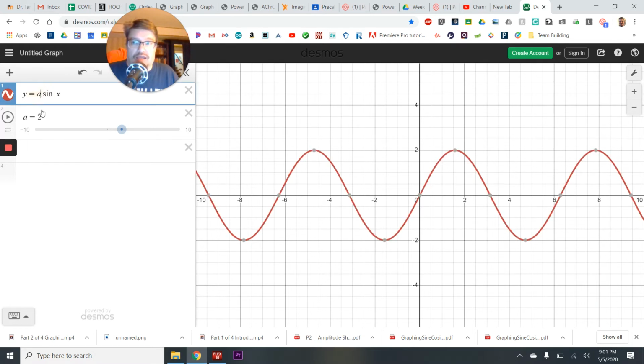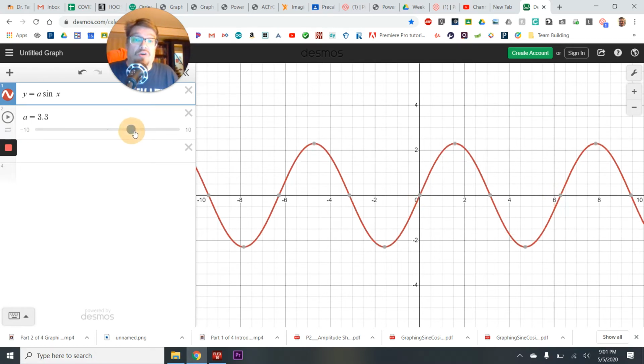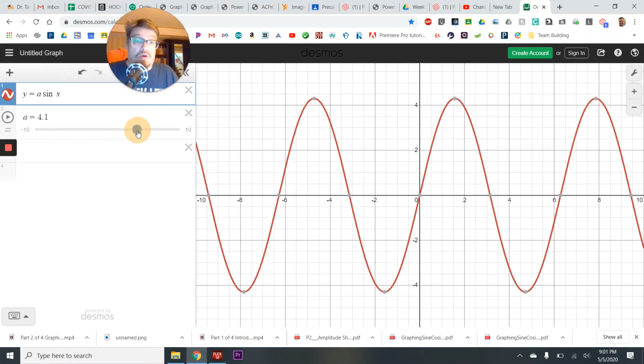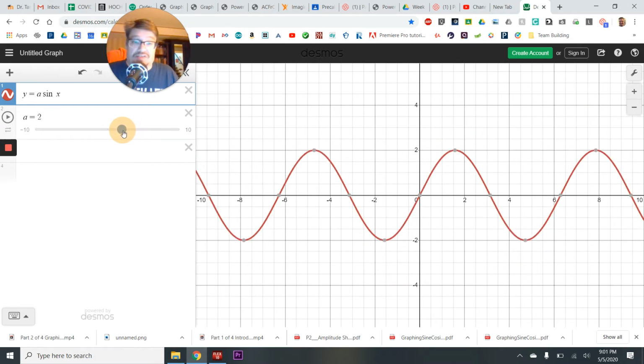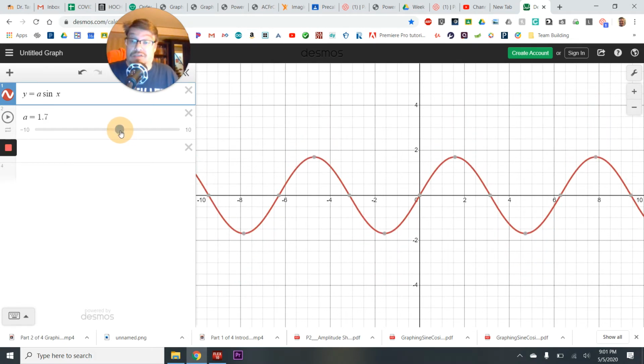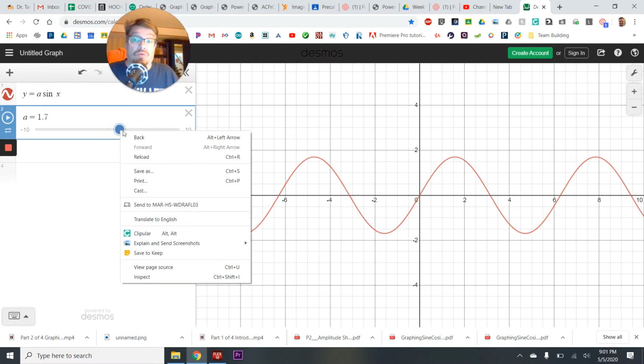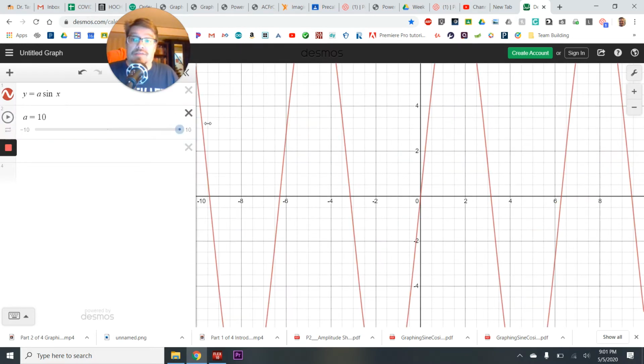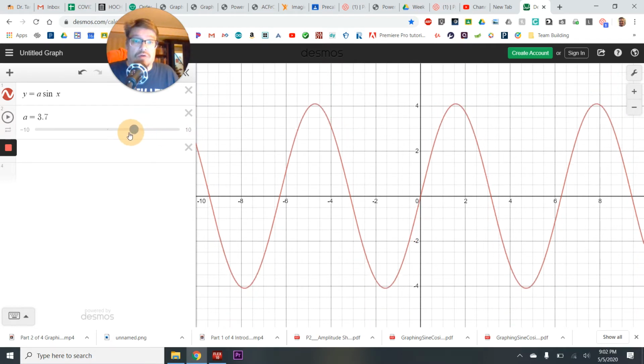So notice that with y equals 2 sine x, which is what we have here, a equals 2, the amplitude went 2 up here and 2 down here. But notice that these zeros stayed the same. It's basically an anchor, okay? The zeros stay planted. It's a root. That's kind of why we call them roots, okay? So they're anchored where they normally would be 0.